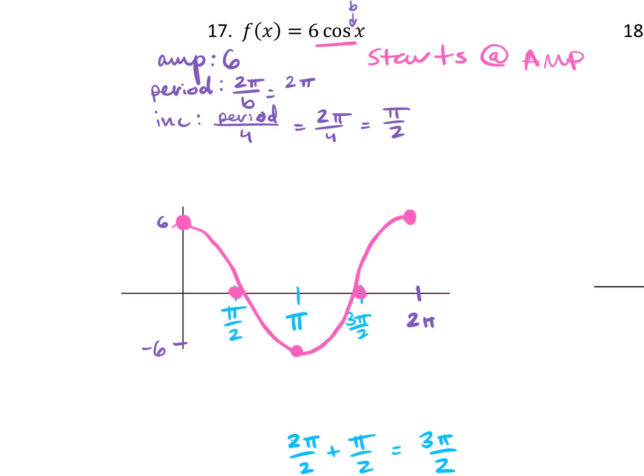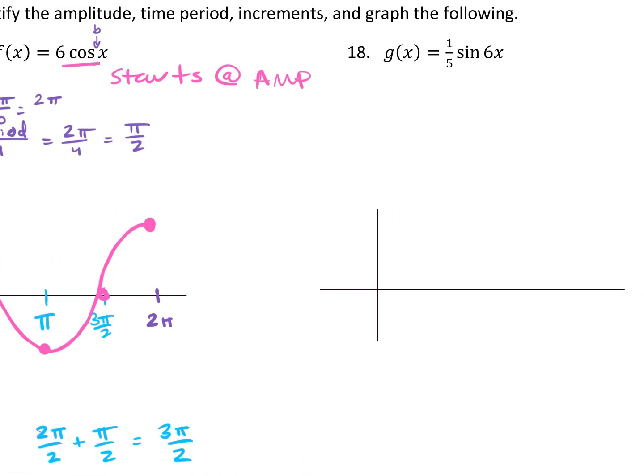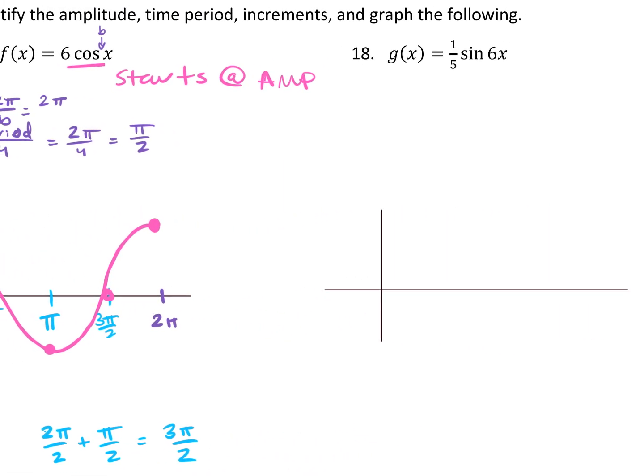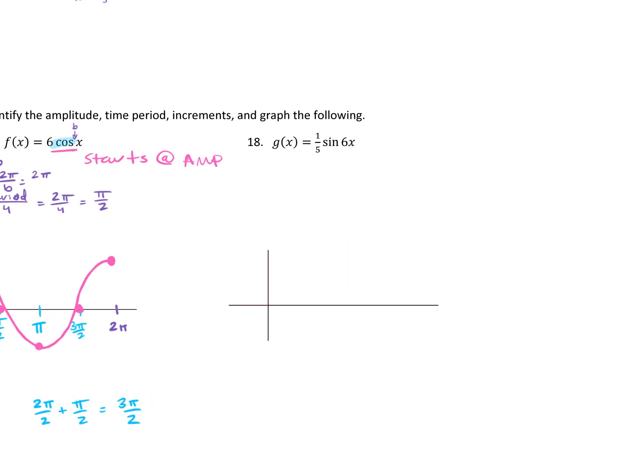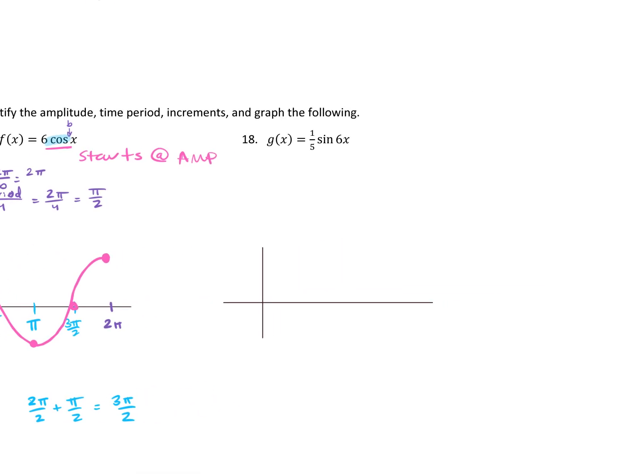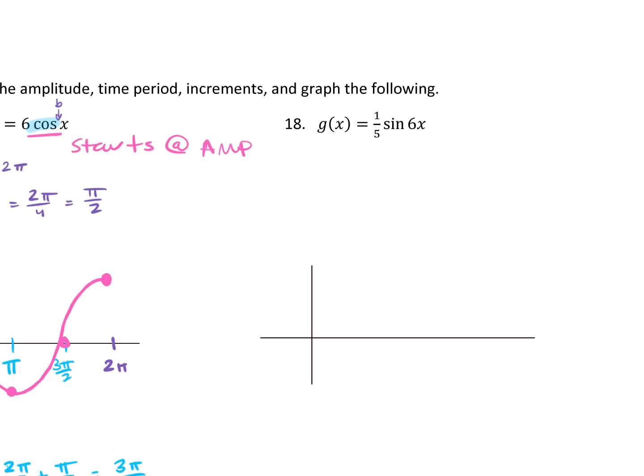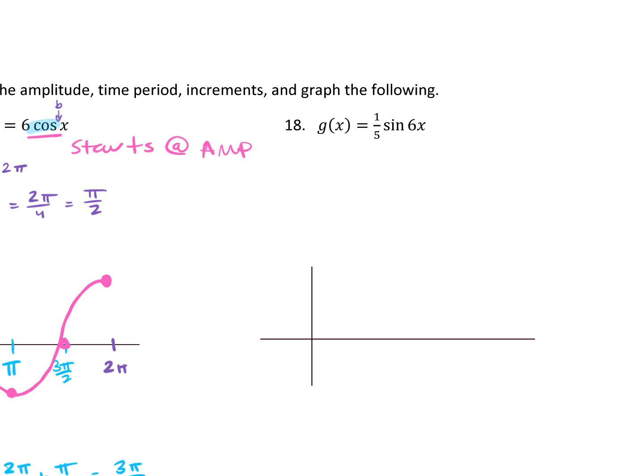All right, let's do the same thing for 18. How do we know how it goes? Not for tomorrow. That'll be a 9.5. All right, last one, let's do 18.